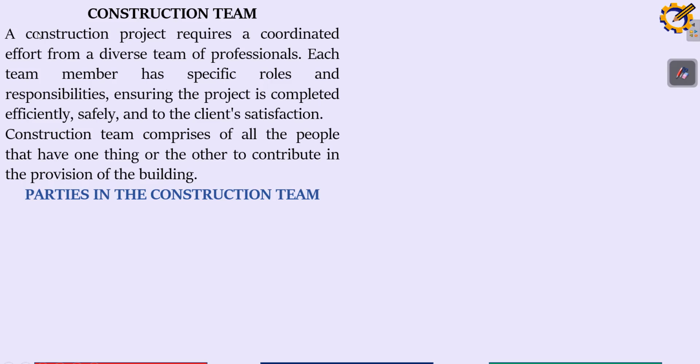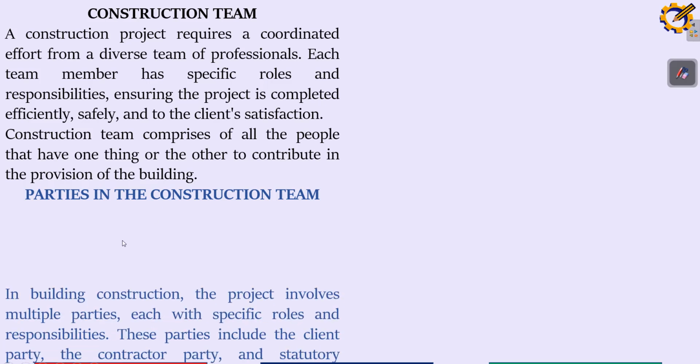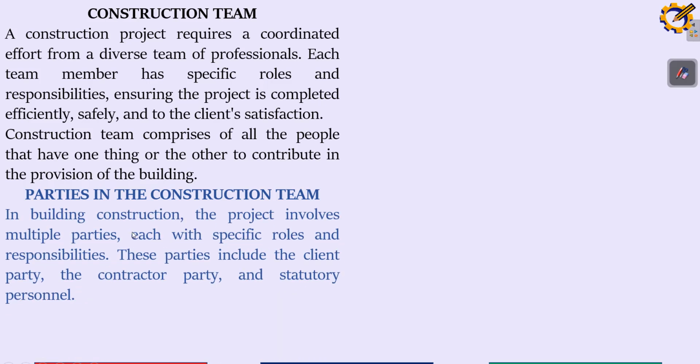Okay, so a construction project requires a coordinated effort from a diverse team of professionals. Each team member has specific roles and responsibilities, ensuring the project is completed efficiently, safely, and to the client's satisfaction. So the construction team comprises all the people that have one thing or the other to contribute in the provision of the building. So the first one here is, in building construction, the project involves multiple parties, each with specific roles and responsibilities. These parties include the client party, that's the first party, followed by the contractor party and statutory personnel. Those are the three parties we have in the construction team.